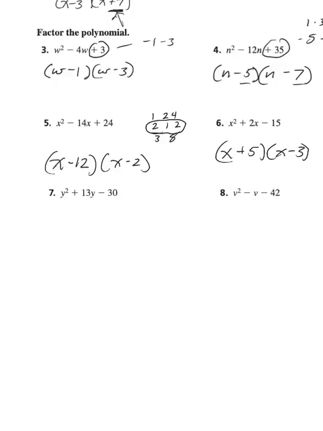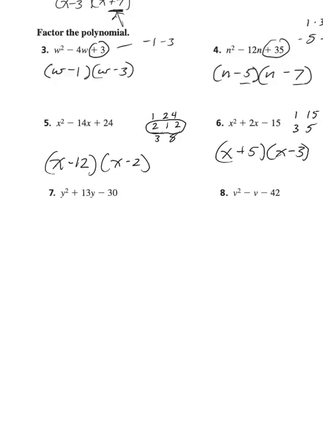So again, whenever you get stuck, you're not sure what two numbers you're going to be dealing with, just write all the factors of the last number. Negative 15. How do we get to negative 15? We can multiply by 1, 15, or else 3 and 5.